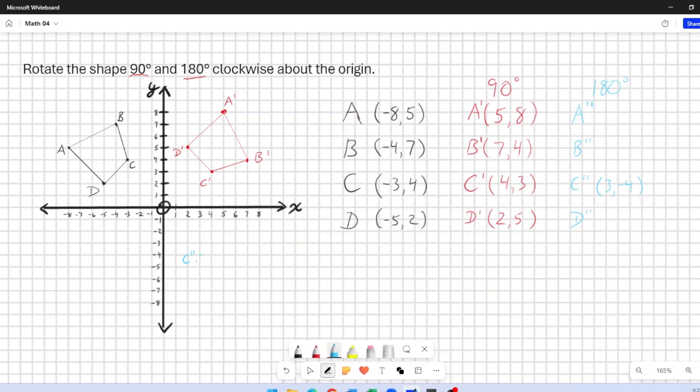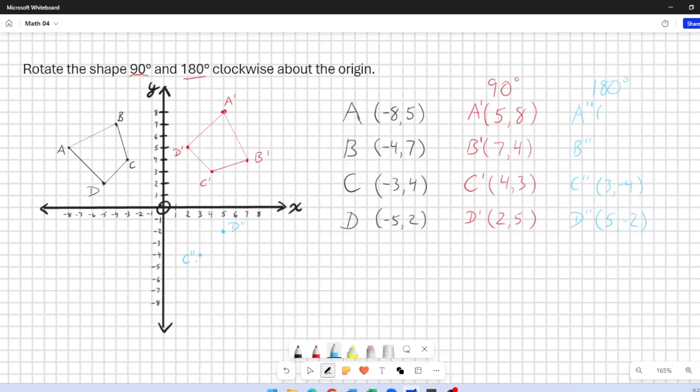When I look at the original C coordinates I used, it looks like I flipped the sign on X and Y. So let's flip the sign on X and Y here and see if it works for D. For point D, it originally was at negative 5 and 2. So let's make it positive 5 and negative 2. Let's go find that on the grid here. 5 and negative 2. So this would be D double prime. Double prime, gotta love it.